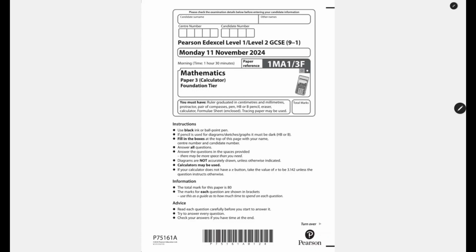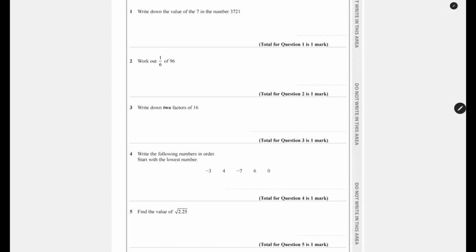Let's get into it. Question 1 says, write down the value of the 7 in the number 3721. So we need to work out the value of this 7 here. And we can see that that is in the 100s column, and so the answer is 700.